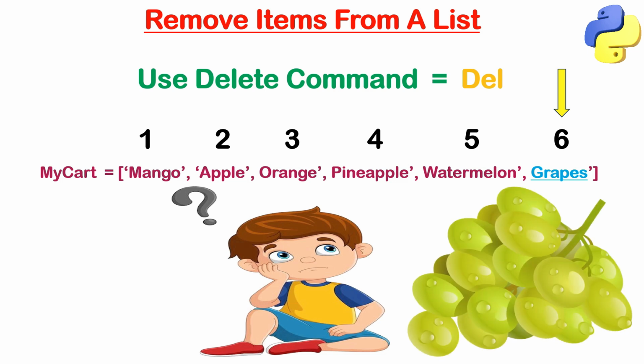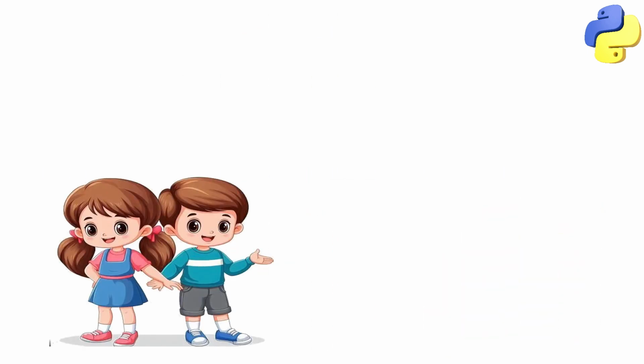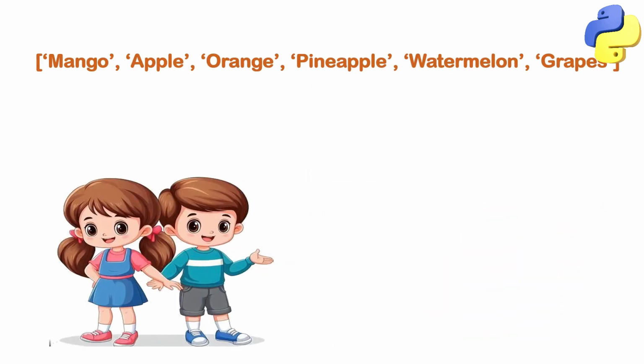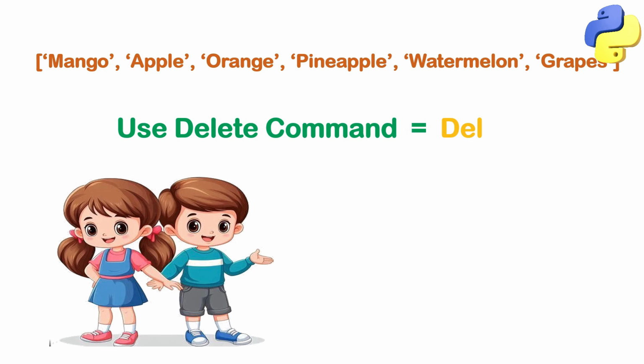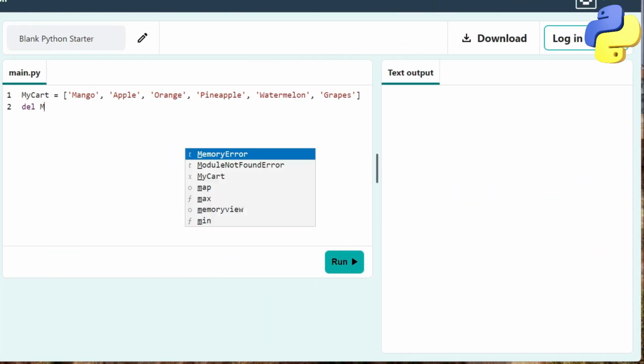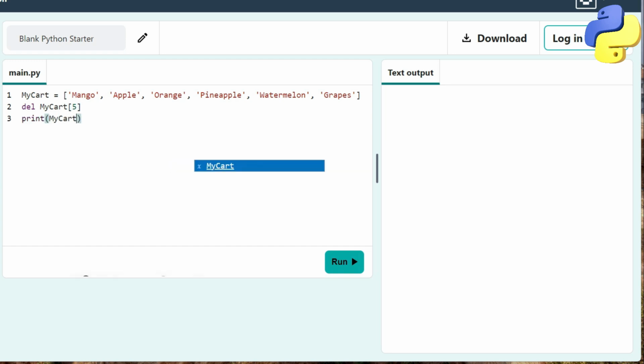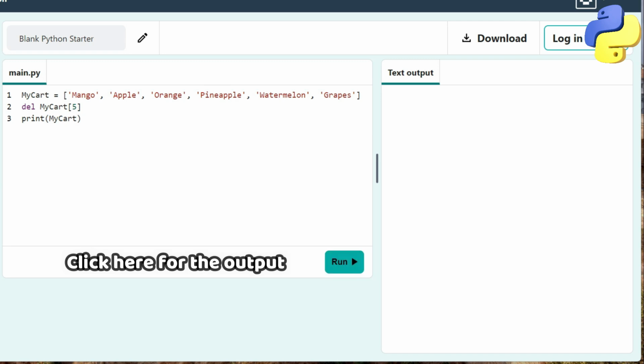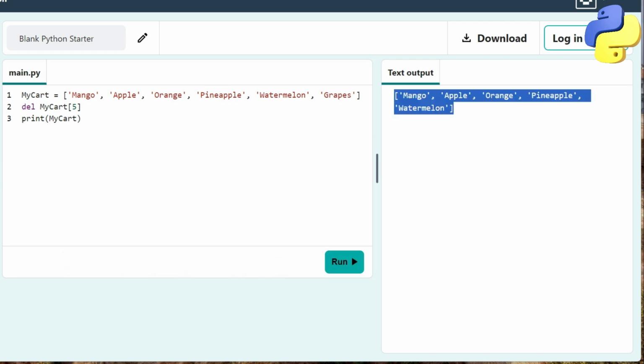It is grapes. This is our list in which we have this many fruits: mango, apple, orange, pineapple, watermelon, and grapes. We will use a delete command, which is del with the variable, and as we are removing the sixth item, we will run this command and see the output. The command is del my_cart in square brackets 5, and print my_cart. Now you can see there is no grapes in the output.